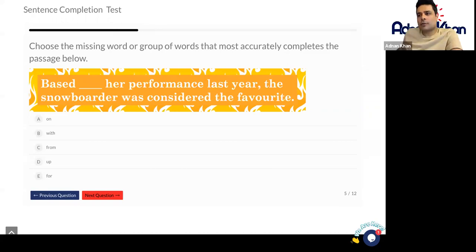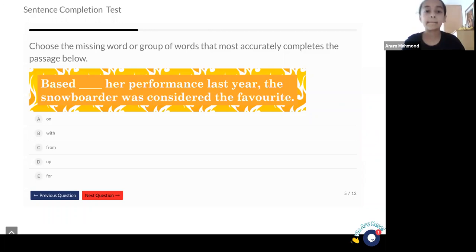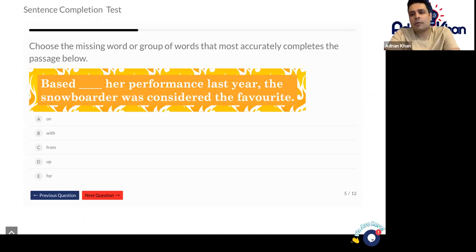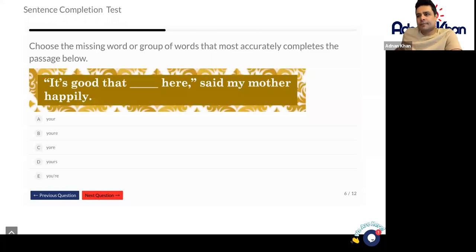And let's go to Anam for this one. Hi, Anam. I think it's A. Based on her performance last year, the snowboarder was considered the favorite. So based on her performance last year, the snowboarder was considered the favorite. I think that works, Anam. Thank you so much. Well done. Okay, that's good. So let's go to Hamza for the next one.